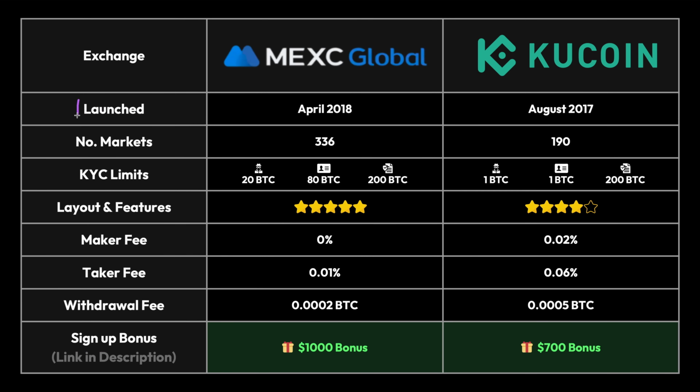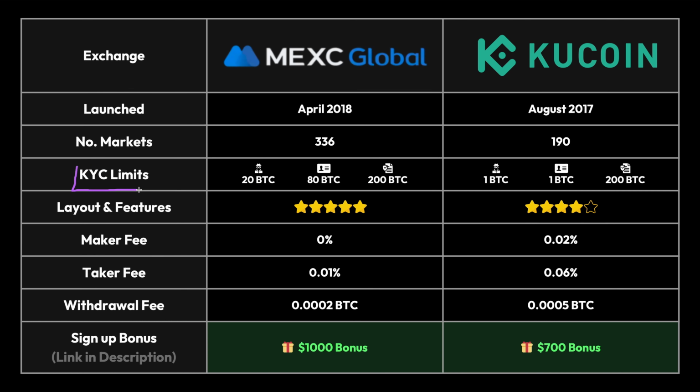Let's jump right into it and start off with when the platform launched. As you can see, MEXC Global started in 2018, KuCoin actually in 2017. So there's a track record of 1 year more, but I would say both of them have quite some experience. Let's check out the number of markets, so how many different currencies you can trade on here. As you can see, MEXC Global offers a bit more trading pairs. So if you like trading smaller coins, you're more likely to find them on MEXC.